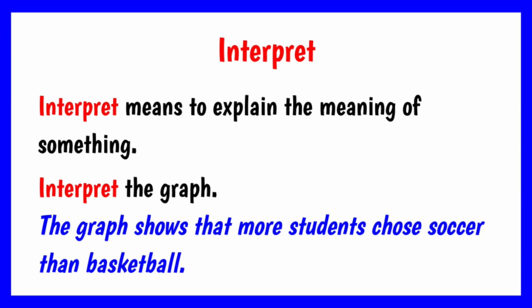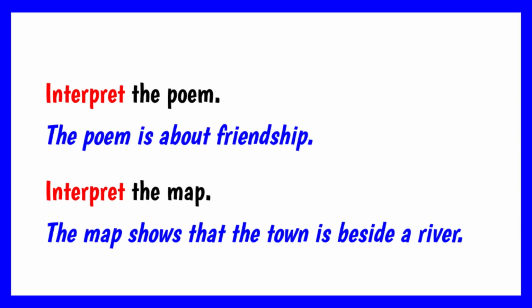Here are two more examples. Interpret the poem. A good answer could be: the poem is about friendship. Interpret the map. A good answer could be: the map shows that the town is beside a river. When you interpret something, you explain what it means.